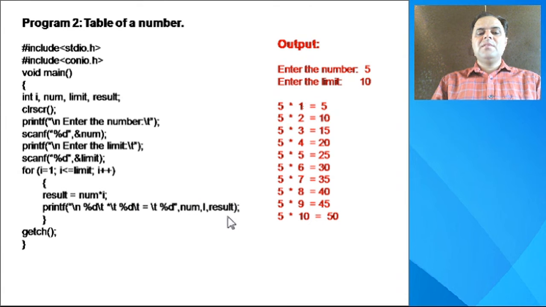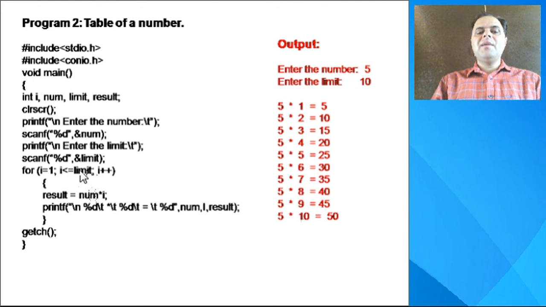It will print this expression. Then again, now i becomes 2, so 2 is less than equal to 10, condition is true. 2 into 5 is 10, so 5 into 2 is 10. Then i becomes 3, 3 is again less than equal to 10, then 5 into 3 is 15, then 5 into 4 is 20, 5 into 5 25, 5 into 6 30, 5 into 7 35, 5 into 8 40, 5 into 9 45. Then i becomes 10, 10 is less than equal to limit, yes, so 10 into 5 is 50, it got printed.